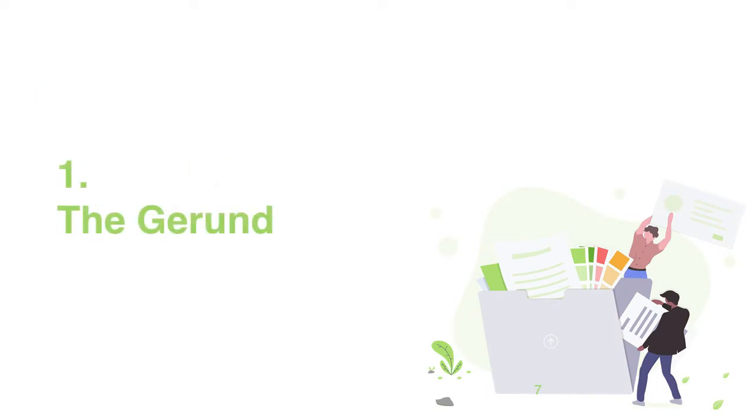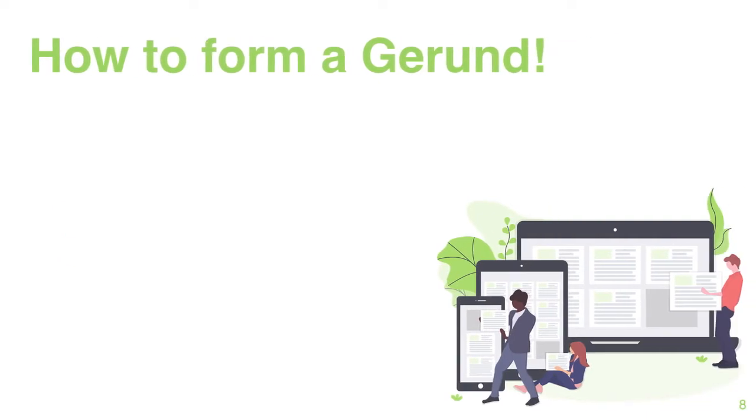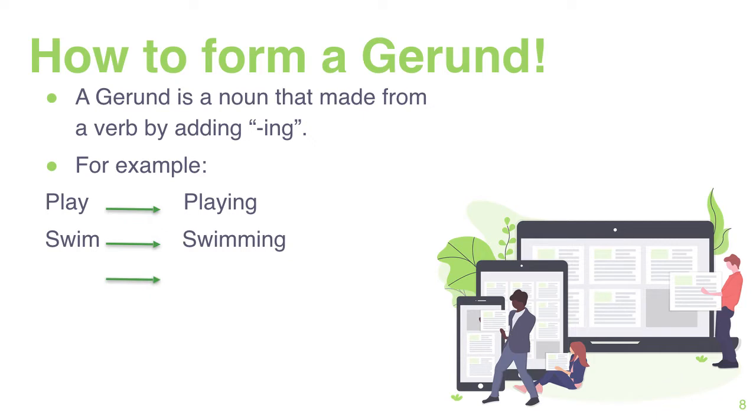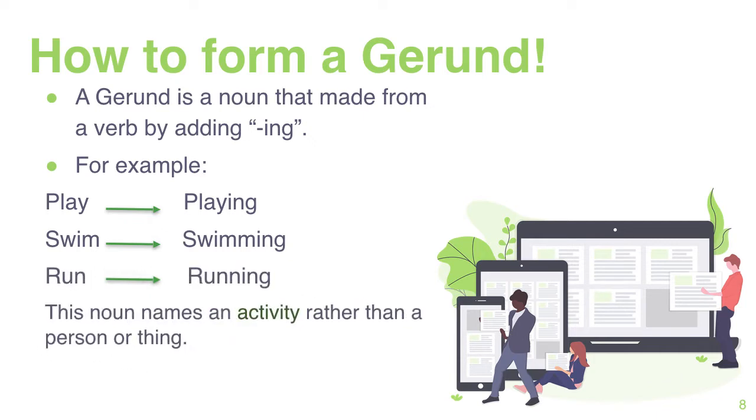So, the gerund. What is a gerund and how do we form a gerund? Well, a gerund is a noun that is made from a verb by adding -ing. For example, play, playing, swim, swimming, and run, running. This noun names an activity rather than a person or a thing. Most importantly, any action verb can be made into a gerund.